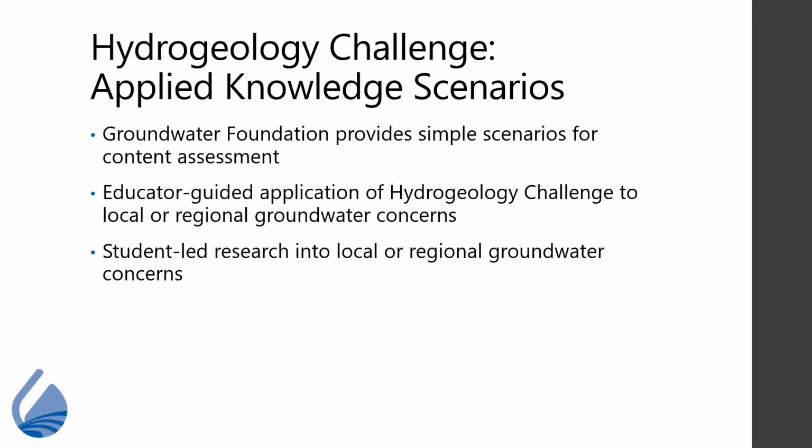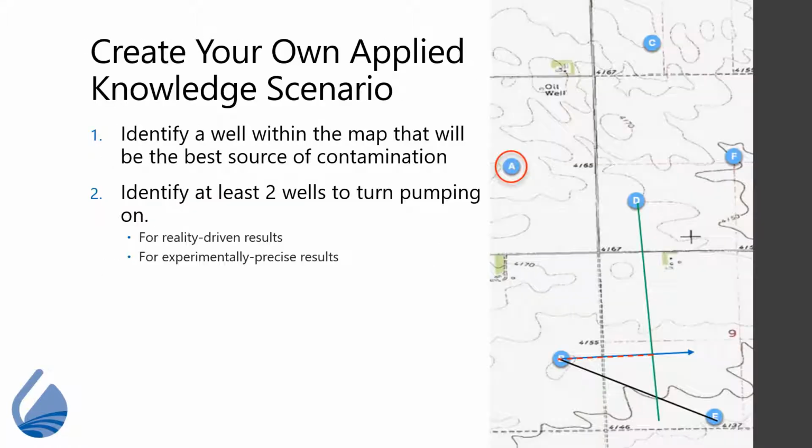You can also design your own applied knowledge scenario addressing a local or regional groundwater issue that is of interest to your students. Previous educators have used the challenge and scenario as an introduction to complex groundwater concepts, good research habits, and argument construction, usually through the lens of a local concern like a pipeline leak or placement of a feedlot. Creating a unique applied knowledge scenario for your classroom is easy with 6 steps.